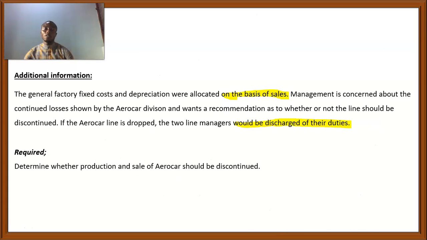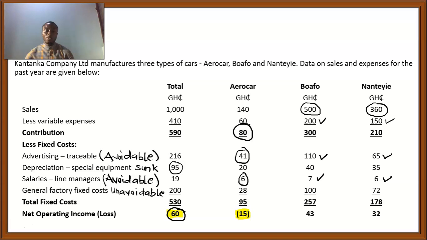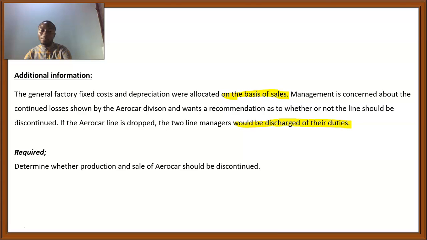Since the general fixed costs are unavoidable, the total general fixed cost of 200 is still going to be paid, but now it is going to be shared between only 2 lines of business. Now that we are deciding to drop a product line, it means Boafo and Nantier are going to share the general fixed cost of 200 Ghana cedis. And we are told the allocation is done on the basis of sales. So we have a total of 200.